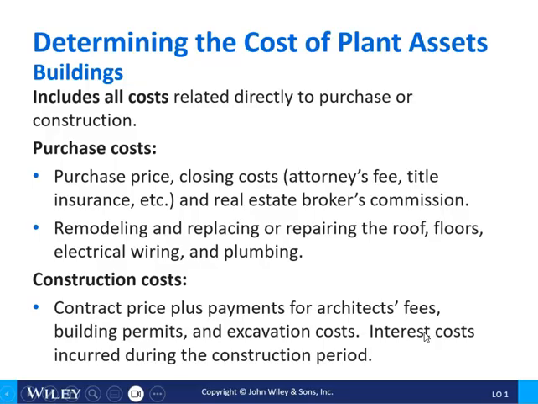If we build a building, the construction costs, so it's the contract price plus payments for architect fees, building permits, excavation costs, and interest costs incurred during the construction period. If it takes a number of years, the interest that we're paying on any loans, we can include that. So if you think of the land down the street here, Arlington Park, that the Bears bought, they probably financed that, so they're incurring interest because they haven't done anything with it yet. When they build the stadium, they can include some of those interest costs in the cost of the stadium.